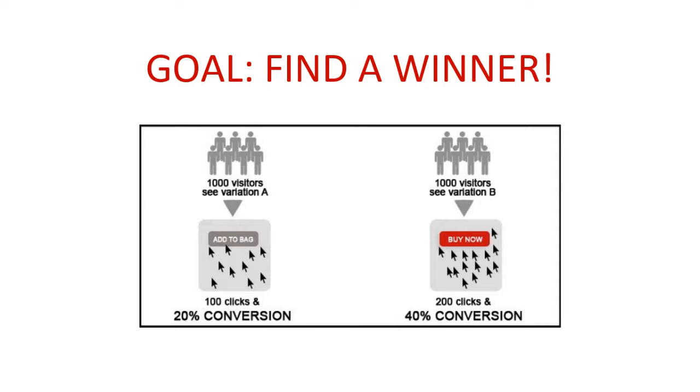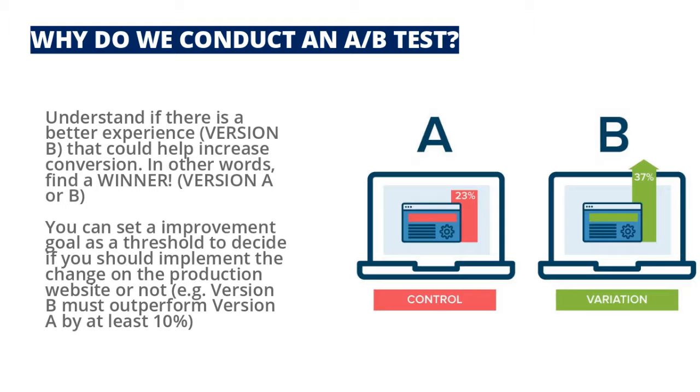But you would want to see also, do they actually really buy it? And in this case, it sounds like yes, they are, because you have a 40% conversion. So that is definitely a winner. You double conversion, right? We have 100% here. So you would want to go with buy now for this specific example. So let's carry on. Why do we conduct an A/B testing?